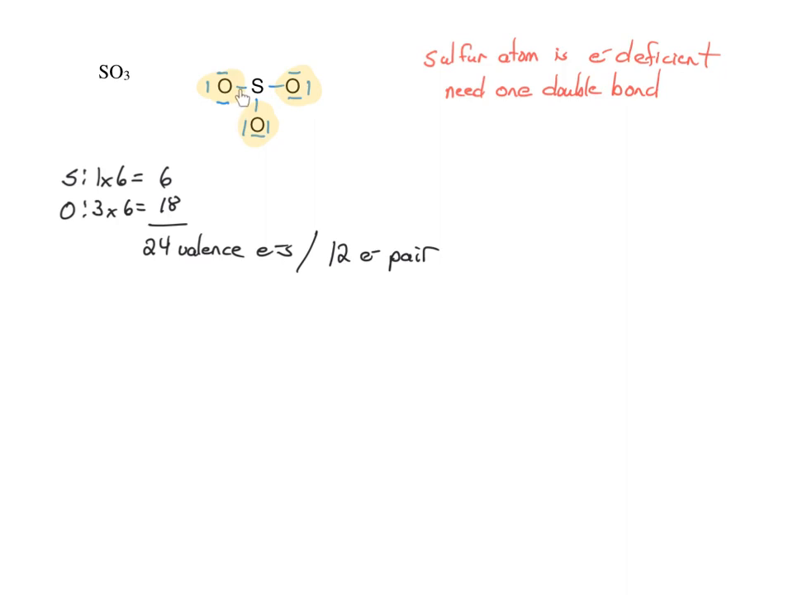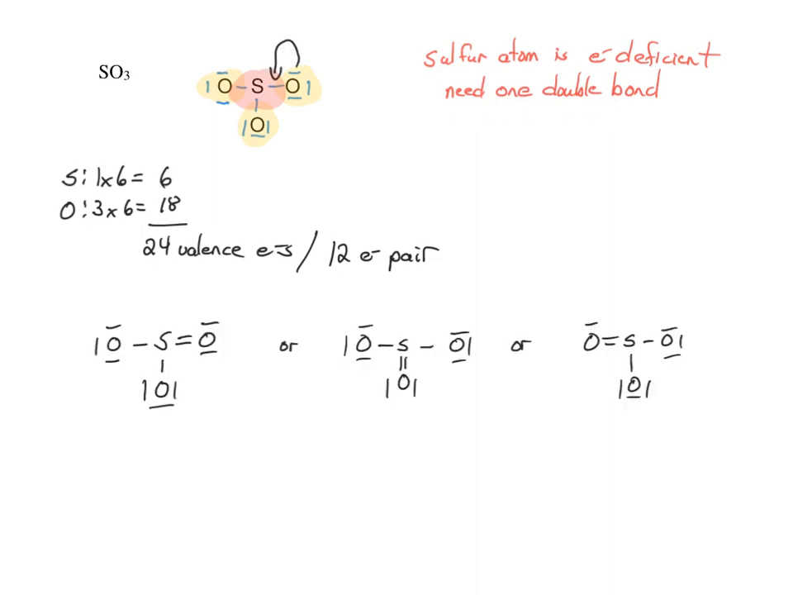Again, remember the bonding electrons count towards the octet of both the oxygen and the sulfur, both atoms in the bonding pair. The sulfur atom right now is electron deficient. It needs 1 more electron pair, so we need to make 1 double bond. So we are representing this 1 lone pair being converted to a bonding pair. The resulting structure is this one down here.